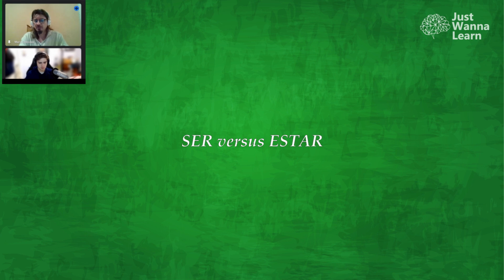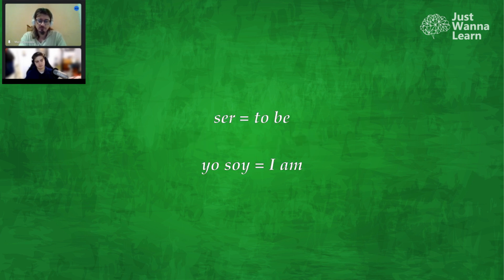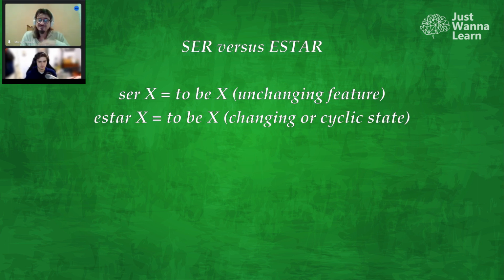So we will analyze some sentences using ser and then we'll compare it with estar, okay? We'll look at the differences with estar. So the first conjugation for ser, I am, would be yo soy. For verb ser, you will use things that are not likely to change in state, whereas for verb estar, you will use it when things are likely to change.